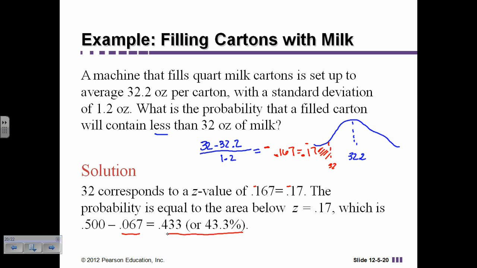which says it's 43.3% likely that it's going to contain less than 32 ounces of milk. So that's a pretty good possibility that we're not going to have exactly 32, or we're going to have less than 32 ounces of milk.